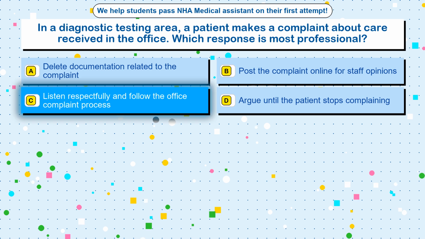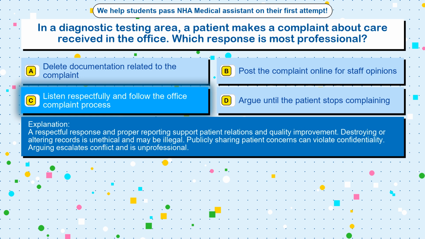The correct answer is option C, listen respectfully and follow the office complaint process. A respectful response and proper reporting support patient relations and quality improvement. Destroying or altering records is unethical and may be illegal. Publicly sharing patient concerns can violate confidentiality. Arguing escalates conflict and is unprofessional.